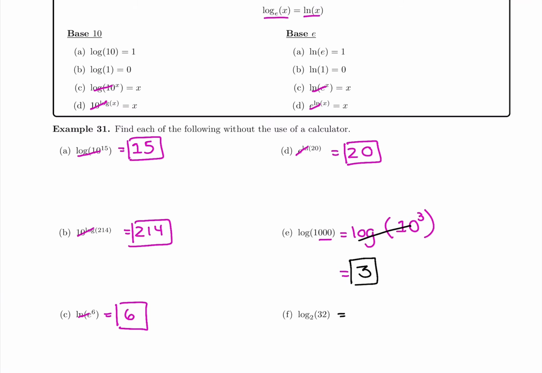Same thing with the one below there. This is log base 2. So I want to write 32 as 2 to a power, that way the 2's can cancel. So I'm going to grab my calculator, I'm going to do 2 squared, that's only 4. 2 to the 3 is 8. 2 to the 4 is 16. And 2 to the 5 gets me 32. That way we can cancel out the 2's, and my answer is just 5.